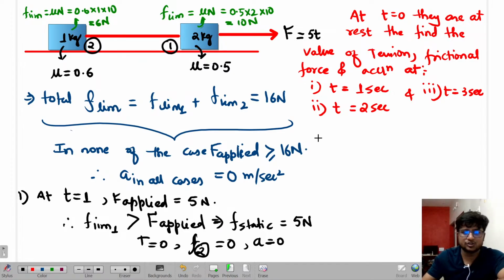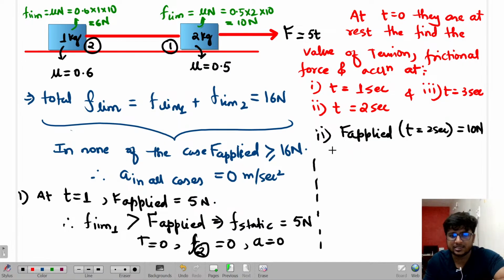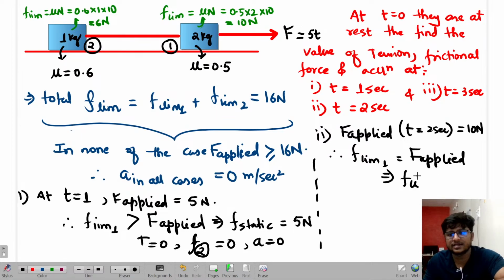So let's check case 2. Case 2, F applied at t is equal to 2 seconds is how much Newton? 10 Newton. Now therefore F limiting of 1 is exactly equal to F applied. Say something, yes or no? So which friction will appear? This implies directly F limiting will appear, which will be how much? 10 Newton.